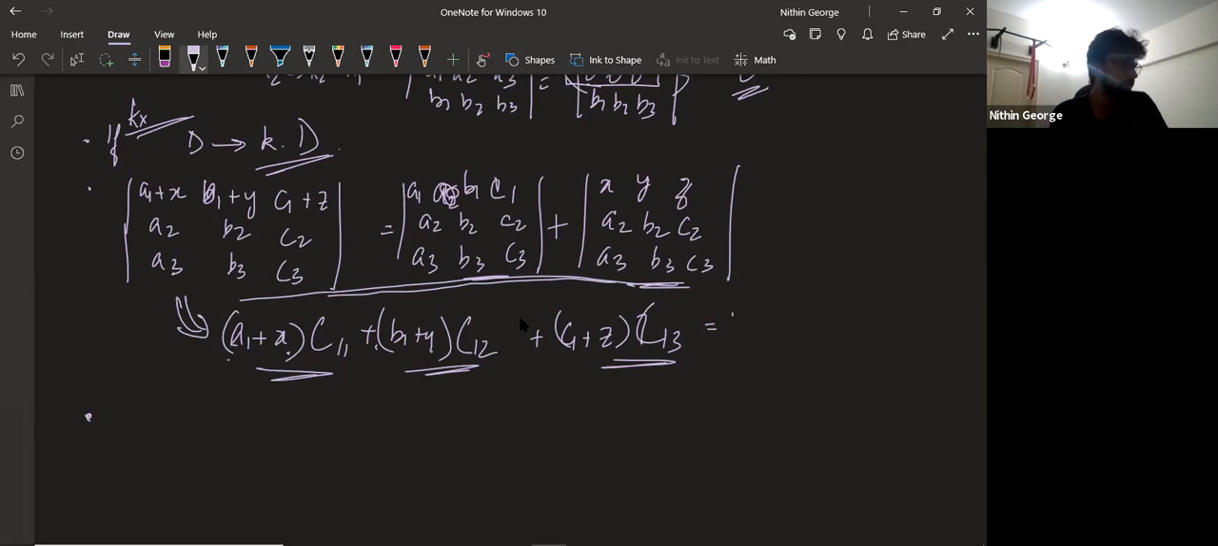Okay, the next one. The value of a determinant is not altered by adding to the elements of any row or column a constant multiple of corresponding elements of any other row or column.